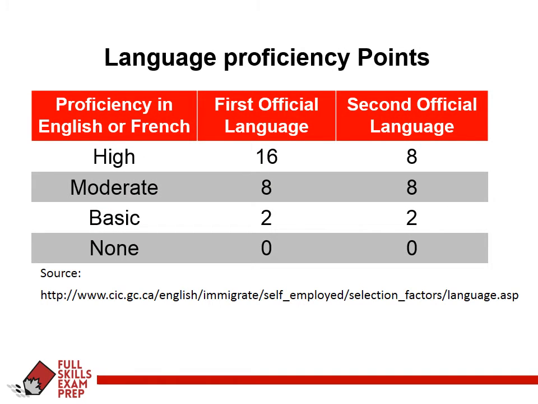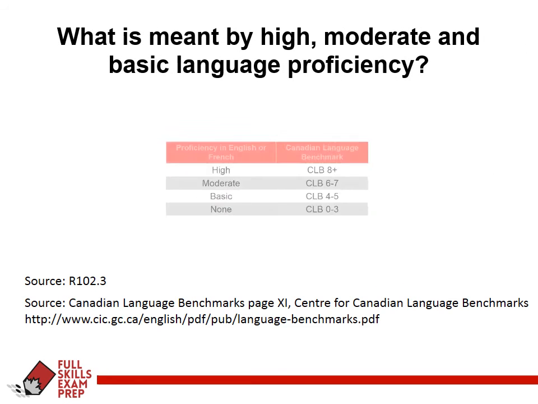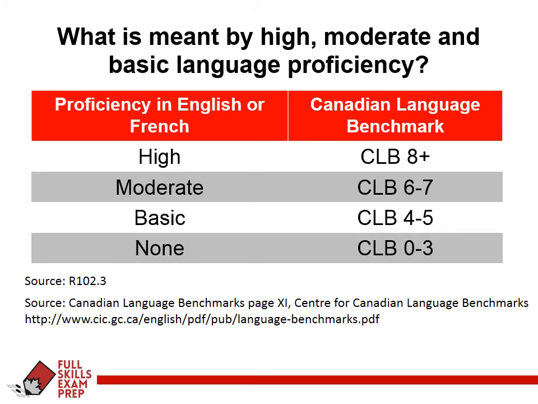You can see in the points here that when you look online under the self-employed category, they give this general statement here where they say a high level, a moderate level, a basic level, and no language ability. An easier way to look at this, of course, is just to give it a CLB score. So for a high level, that's a CLB 8 and more. A moderate level is CLB 6 and 7. A basic level is CLB 4 and 5. And no language ability is considered to be CLB 0 to 3.